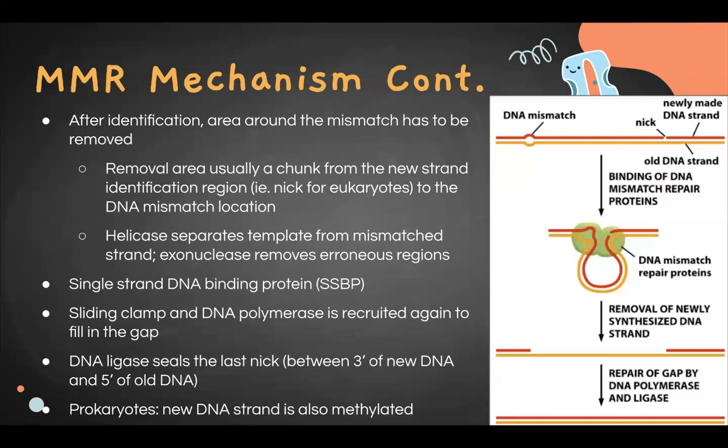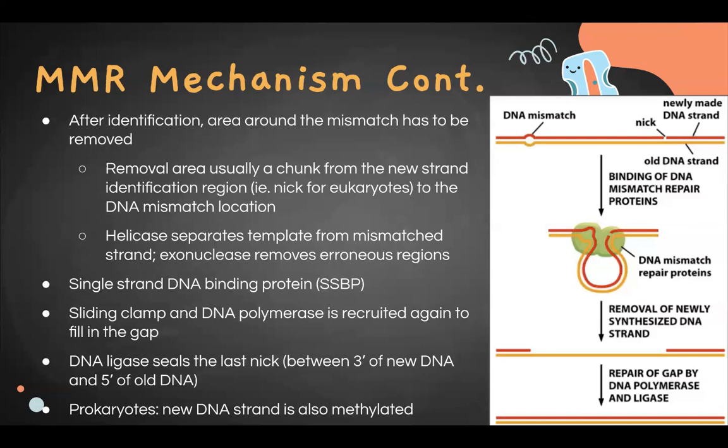Because you now removed the mismatch and also a lot of the nucleotides from the nick to the mismatch, you have to resynthesize the strand, and DNA polymerase is going to come in and add the correct base pairing, and then ligase is going to come in and seal that last nick. Oh, something I didn't mention is that helicase is needed to separate the template strand and the newly synthesized strand before the exonuclease.